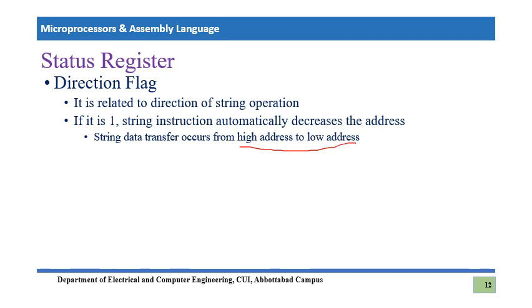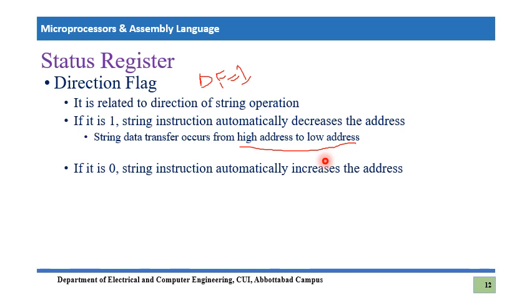When we deal with the instruction set, we are going to deal with different kinds of data, and one of the types of data is the string data type. So once a string data transfer is occurring and the direction flag DF equals 1 by the programmer, string operations automatically decrease the address, and data transfer occurs from a higher address to a lower address. In the opposite case, if it is 0 and the programmer resets it, then string operation instructions automatically increase the address and data transfer occurs from a lower address to a higher address.